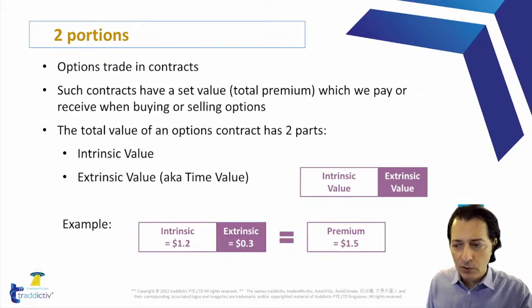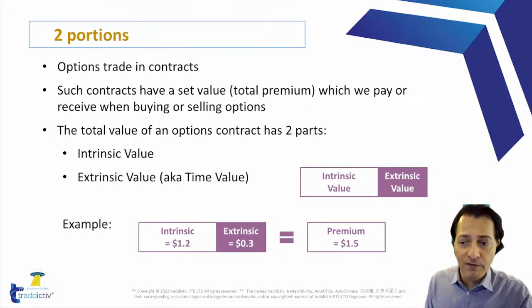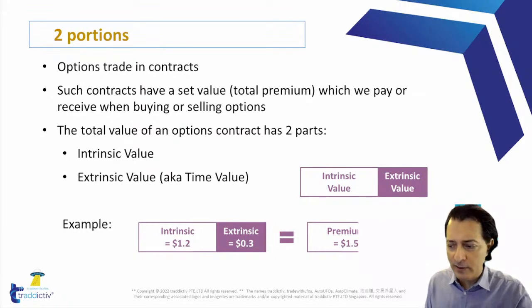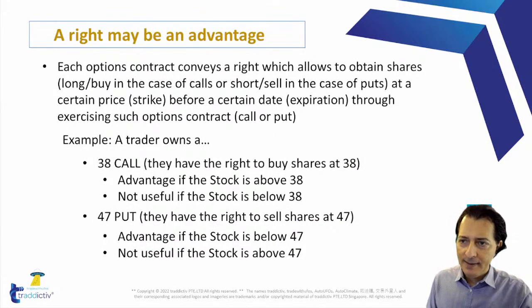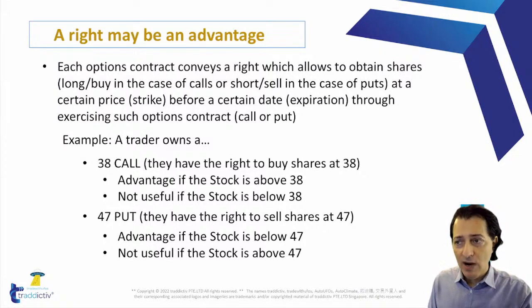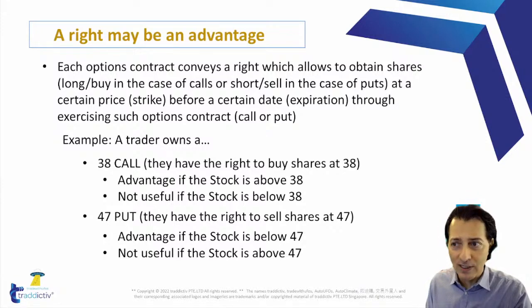I also want to point out that extrinsic value is also known as time value. If you read an options book, some books will refer to extrinsic value as time value, and I will explain that a bit better later. It's the same thing: the time value and the extrinsic value are the same. We know that options contracts provide a right, and a right may be an advantage. If you have an advantage, then there is intrinsic value. There is something tangible that is helpful; it's intrinsic.